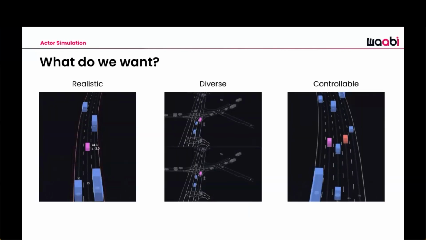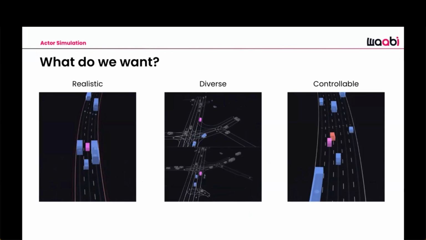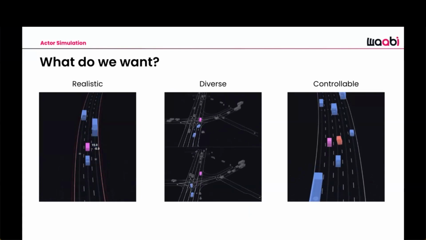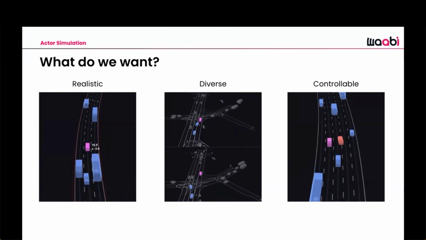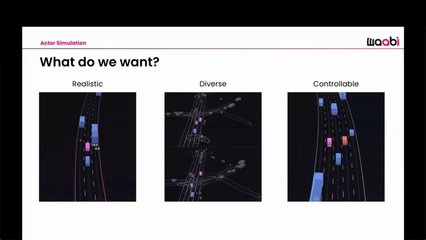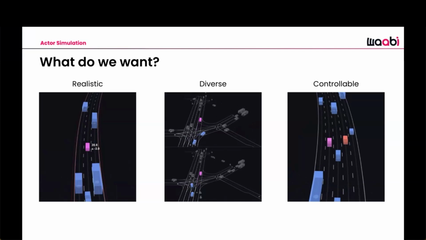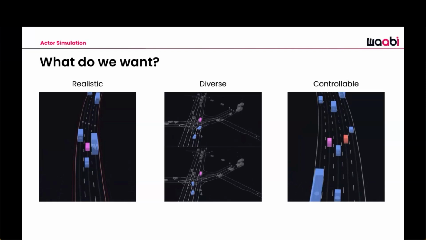So what exactly do we want from actor simulation? Well, we want our actors to be realistic so that our simulations have low domain gap to the real world. We want them to be diverse so that we can make the self-driving car experience the full diversity of real world driving. And we want them to be controllable so that we can simulate scenarios with specific semantics. And this is really important for upsampling rare long tail scenarios for training and testing the SDV.